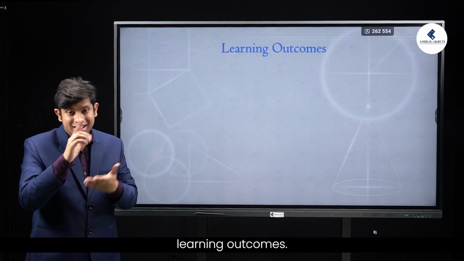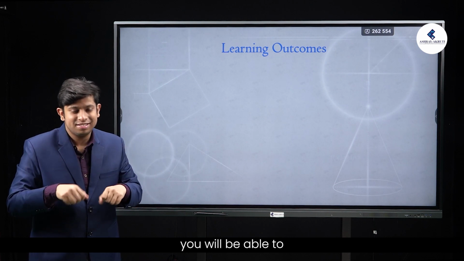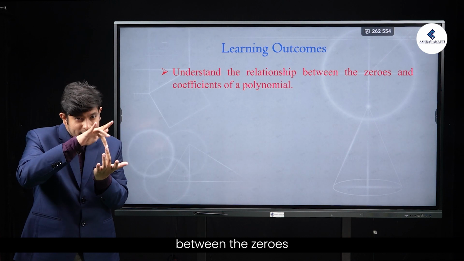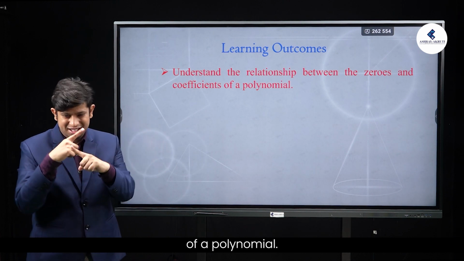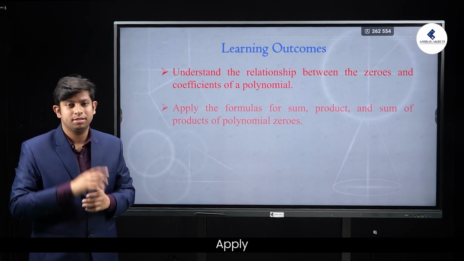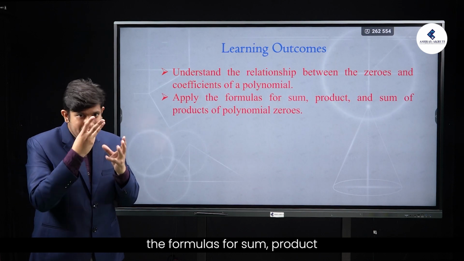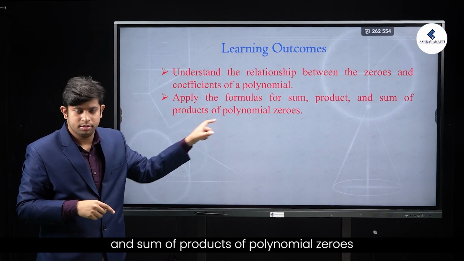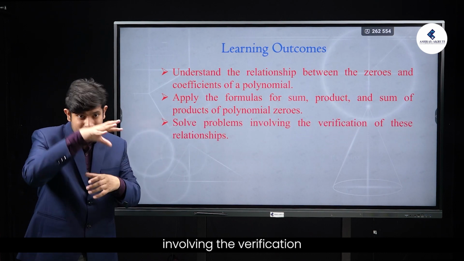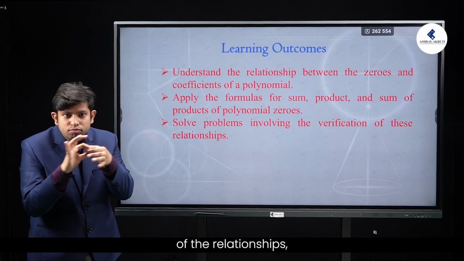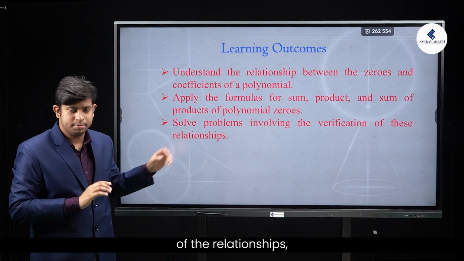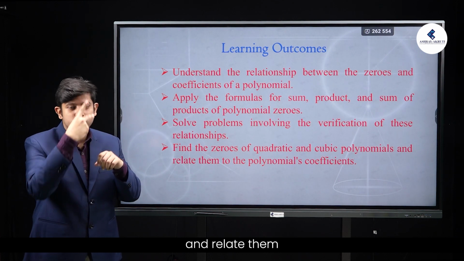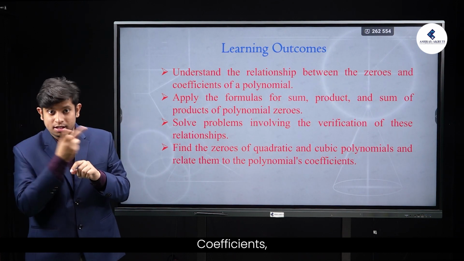Learning outcomes. After completion of this session, you will be able to understand the relationship between the zeros and coefficients of a polynomial. Apply the formulas for sum, product and sum of products of polynomial zeros. Solve problems involving the verification of the relationships. Find the zeros of quadratic and cubic polynomials and relate them to the polynomial's coefficients.